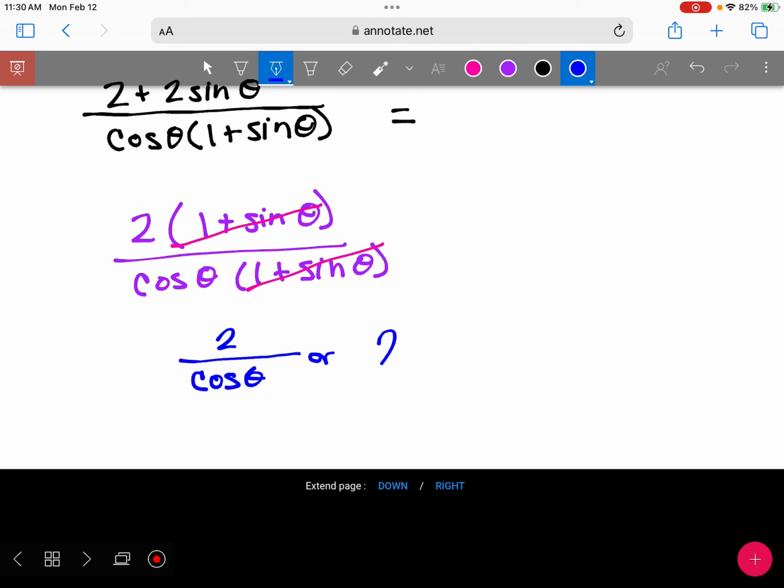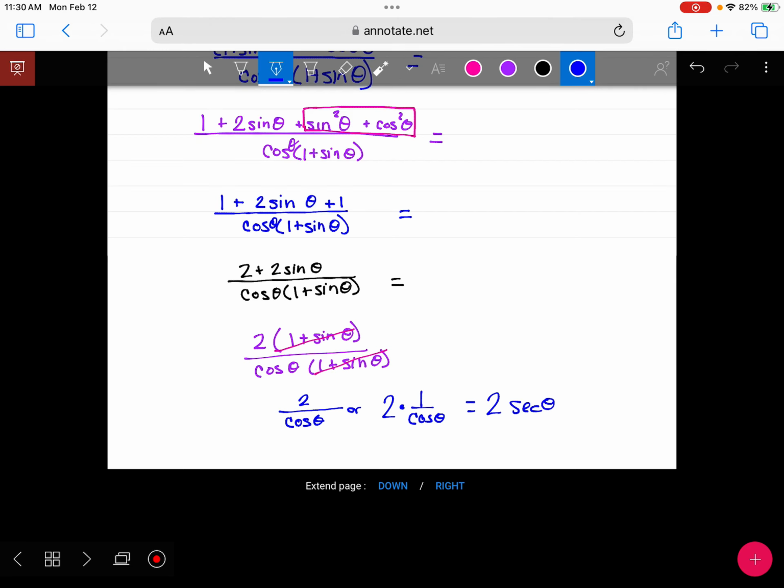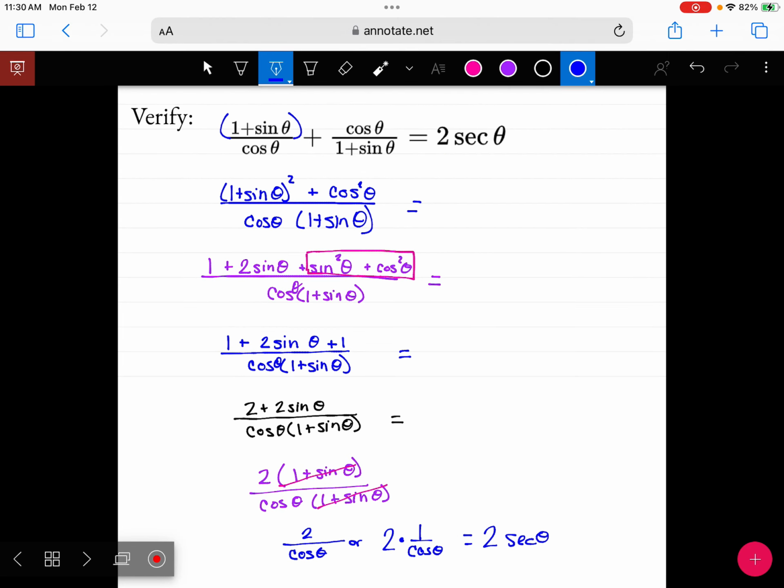Or you can write it as 2 times 1 over cosine, which is the same thing as 2 times secant theta. And if we look way back up at the top, that is exactly what we were trying to get this to equal.